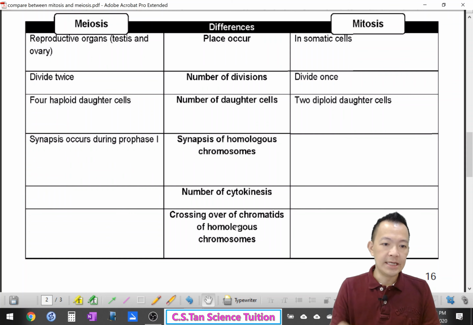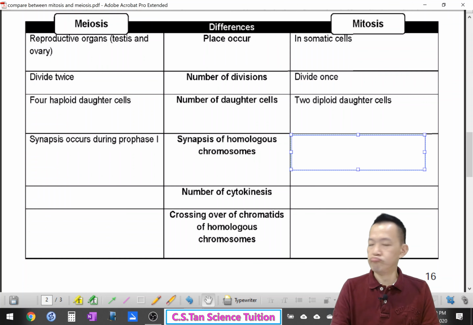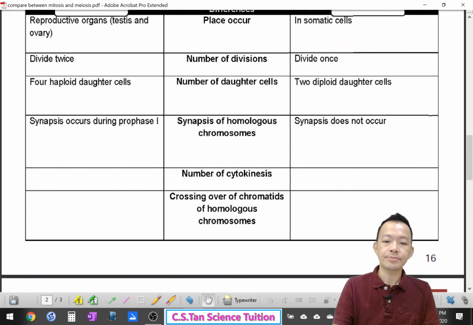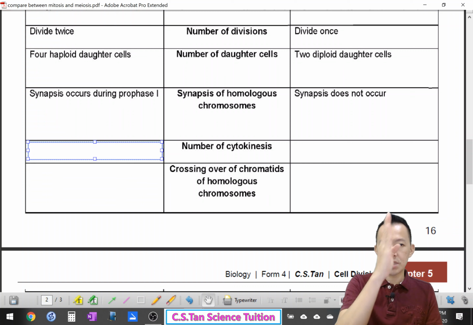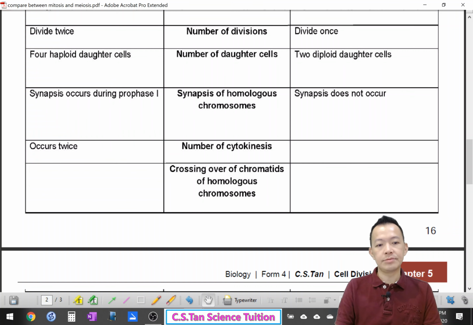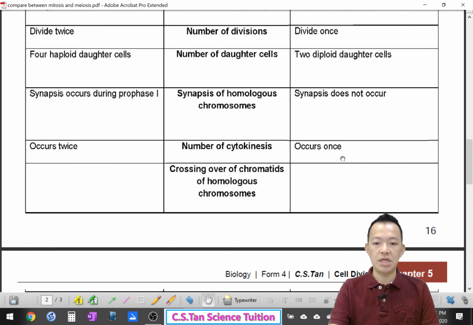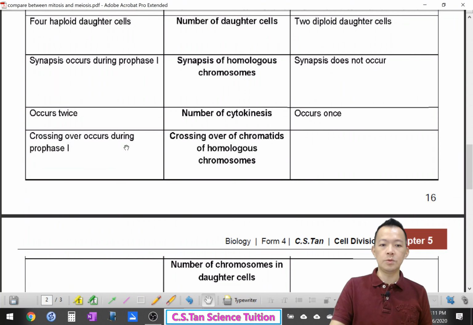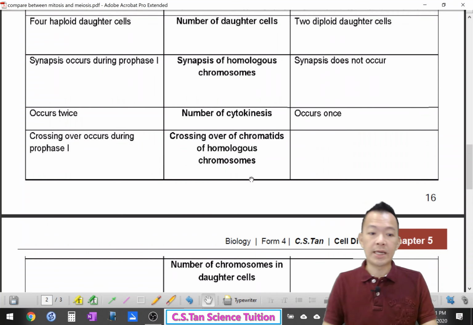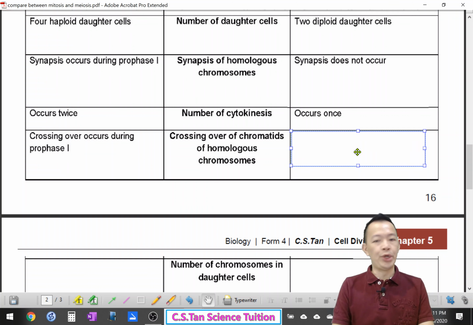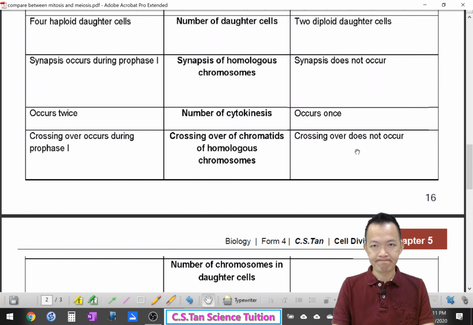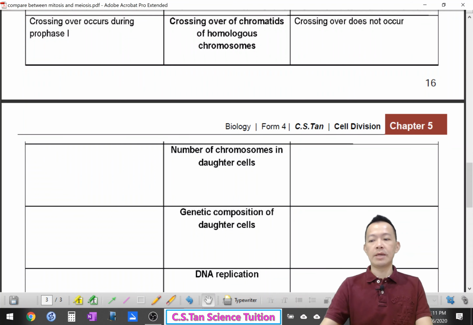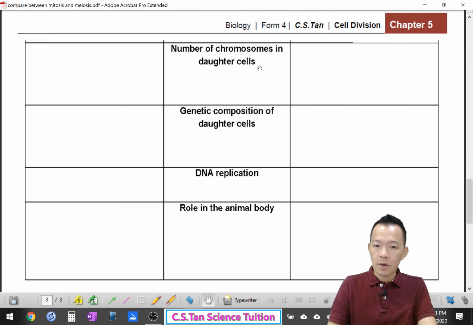Next, synapsis of the homologous chromosomes. Meiosis, yes, synapsis occurs during prophase 1. Mitosis, no. Number of cytokinesis: meiosis 1 has one, meiosis 2 has another, so 2. Mitosis, 1 only. Crossover of the chromatids of the homologous chromosomes: meiosis, yes, crossover occurs during prophase 1. Mitosis, no crossover.